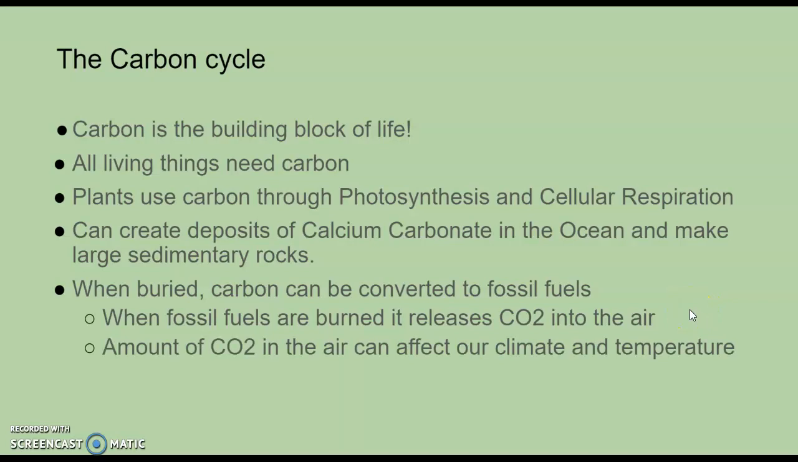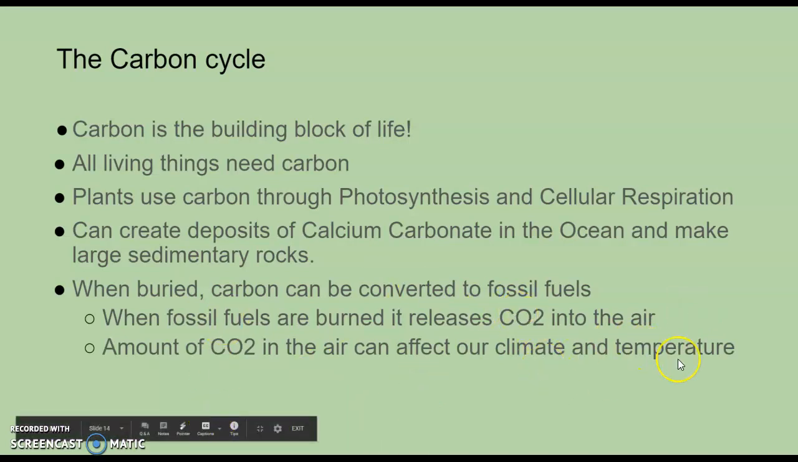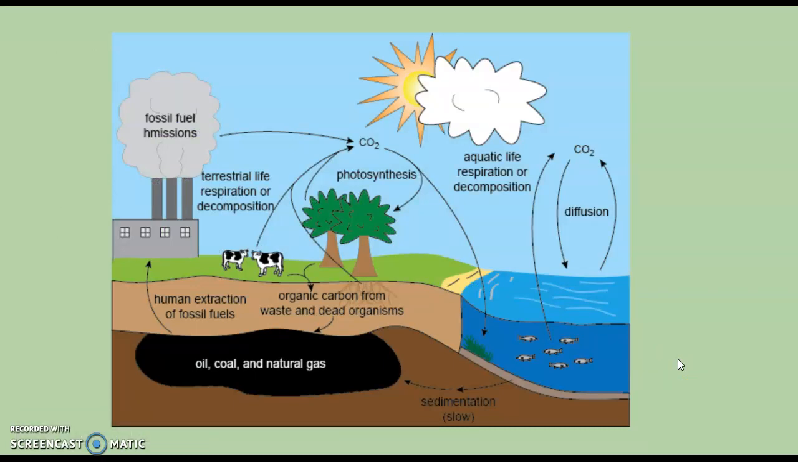And I'll talk about this on the next slide, but the amount of carbon dioxide in the air could actually affect our climate and our temperature. So this is an example of how carbon is transferring through all these different parts. We have carbon in the atmosphere diffusing into the water and back out. We have carbon going into plants. We're using carbon as animals, so that information isn't really new.